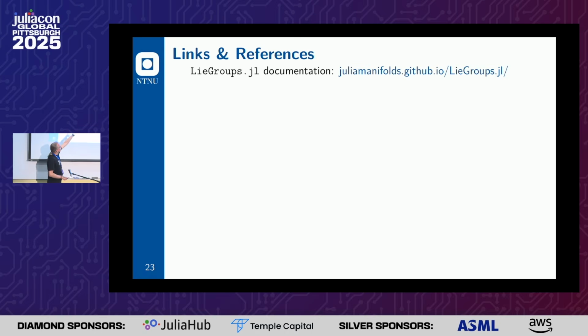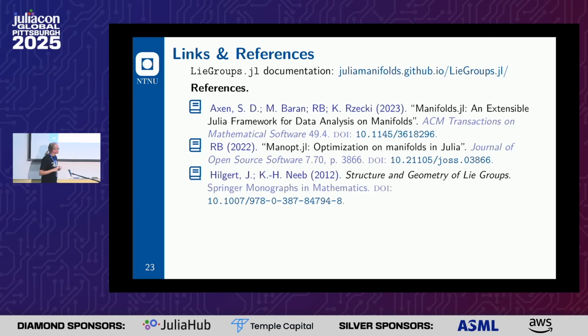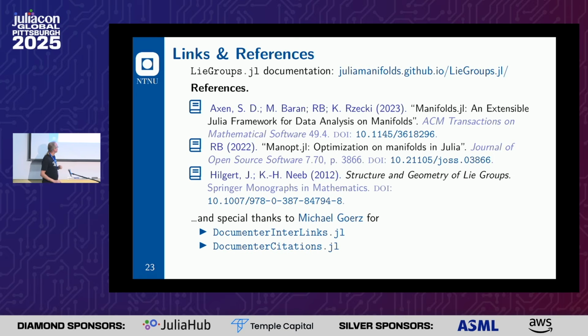You can find the documentation on the JuliaManifolds GitHub.io. This is the main literature I used for the talk: the Manifolds.jl paper, the Manopt.jl paper, and a quite theoretical paper about Lie groups where all the definitions are from. Finally, a short shout out to Michael Gertz for providing both DocumenterInterLinks and DocumenterCitations to link from the LieGroups documentation to the Manifolds documentation, and to cite your sources with a nice bib file.